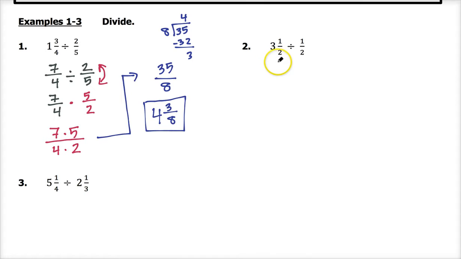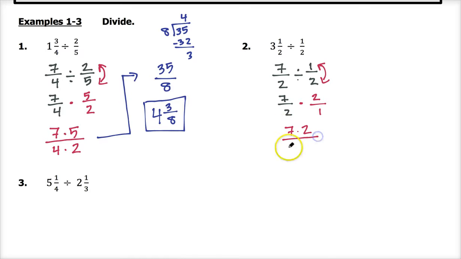Number 2, we have 3 1/2 divided by 1/2. So the first step is to change the mixed number to an improper fraction. 2 times 3 is 6, plus 1 is 7. So this is 7/2 divided by 1/2. Next, I do my keep, change. So I keep 7/2. I change division to multiplication, and I change 1/2 by flipping it to 2 over 1. So 7/2 times 2 over 1.